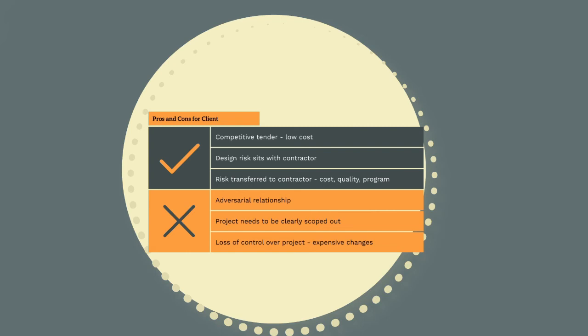I've worked on a D&C project where requirements were murky and unclear, resulting in constant battles with the client. Furthermore, the project will need to be clearly scoped out and requirements for the contractor understood. Again, the client will lose a lot of power to change things, and once the works begin and the contract is awarded, any changes will need to be made through expensive change orders.